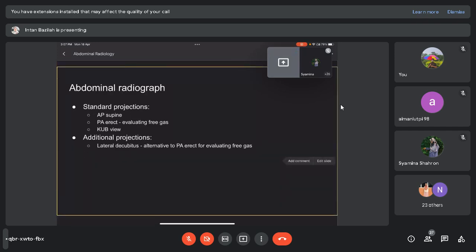Okay, so for abdominal radiograph, the standard projection is supine. And if you want to look for evidence of pneumoperitoneum or sometimes air fluid level in intestinal obstruction, you might want to do an erect position. And KUB is another, it's part of abdominal radiograph, but it is actually more specific to the KUB system, kidney urinary bladder, in which they usually want to look for stone.